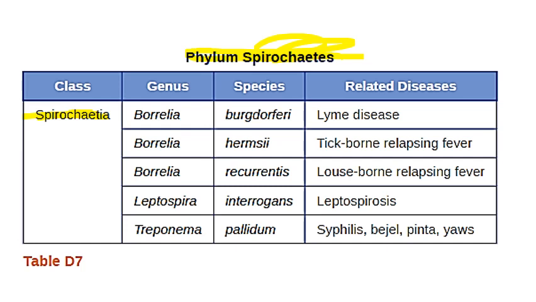Spirochetes are squiggly little spring-shaped bacteria. They're kind of shaped like a bed spring. Some of the more important ones that we'll study are Borrelia burgdorferi, which causes Lyme disease. You've already heard about that. And Treponema pallidum, which causes a sexually transmitted disease called syphilis.